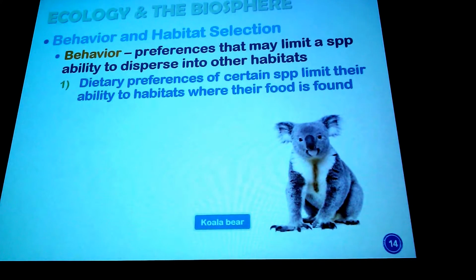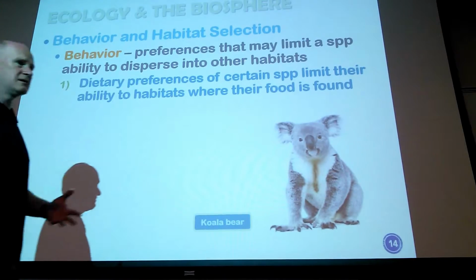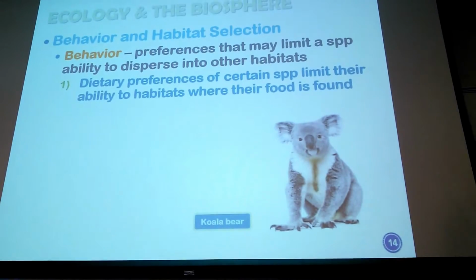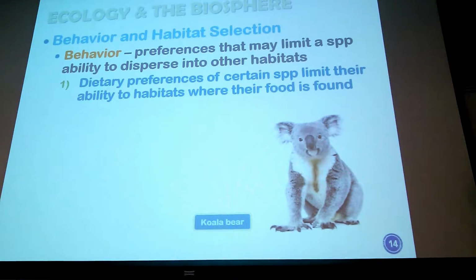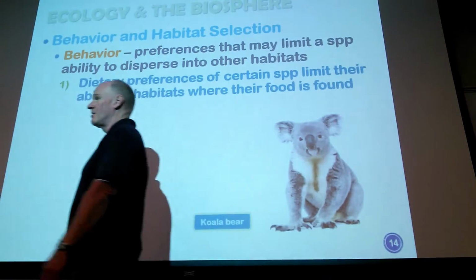For instance, dietary preferences of certain species limit their ability to habitats where their food is found. The koala bear loves eucalyptus. And eucalyptus is limited to certain areas of Australia. Problem. Australia, much like the U.S., is developing areas for people to live. Cutting down trees and paving over areas where they can put up malls, strip malls, shopping malls, gated communities, all the kind of stuff like that. And, well, as the eucalyptus goes, so goes the koala. So sometimes you can be too well adapted to your environment that you're not capable of trying anything else.